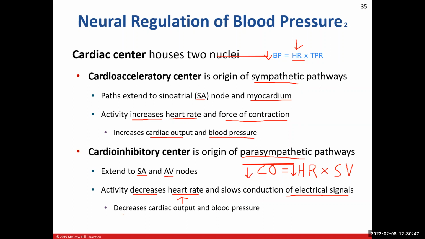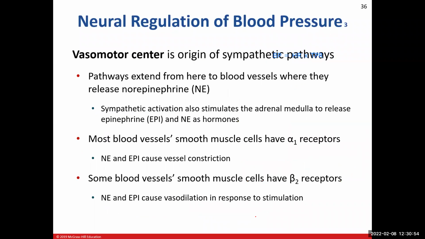And that's what it says right here. Decreases cardiac output and blood pressure. Just by looking at those equations, if that's something that's helpful for you. All right, real quick, I'll end here.